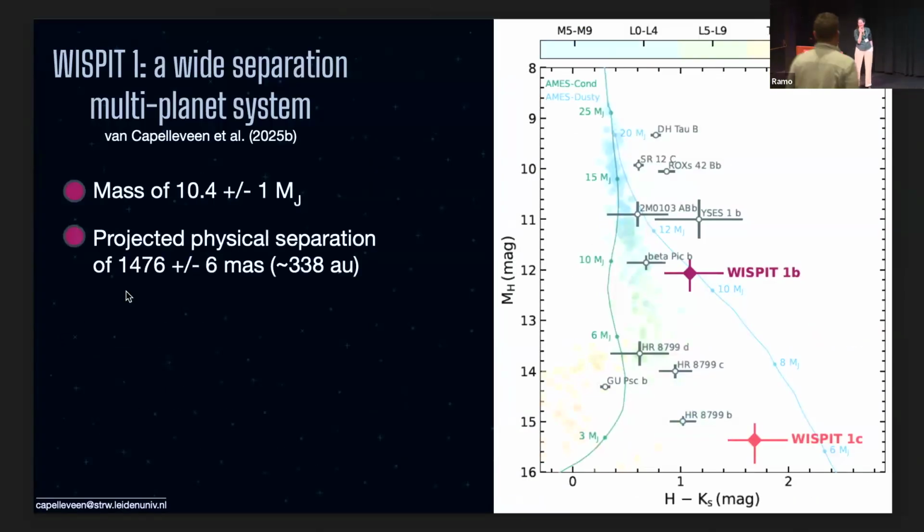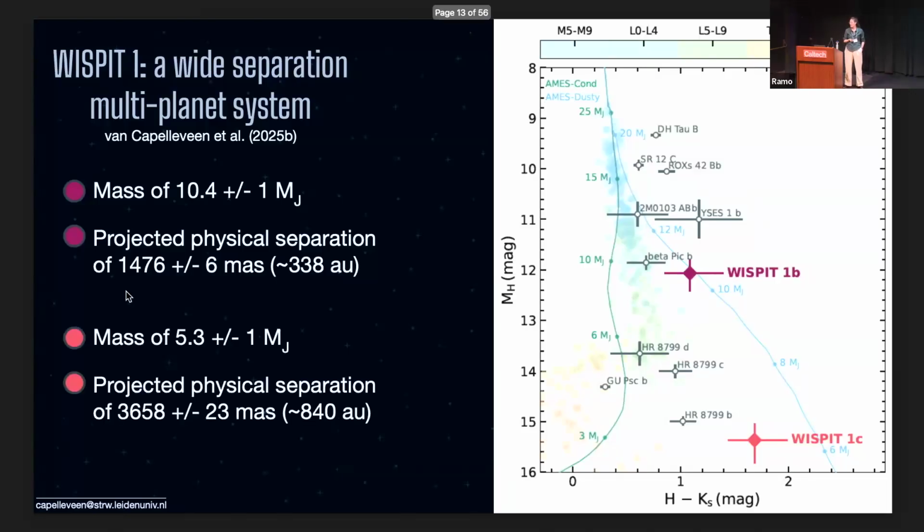This is particularly funny after the previous talk, because when we wanted to find the mass of the planets, of all of the many models we could choose, we selected the models that are too old to use. But from these models, we're getting a mass for WISPIT 1b of approximately 10 Jupiter masses. It's at a physical separation of 330 AU. And for the second companion, a mass of approximately 5 Jupiter masses, at a separation of 840 AU. These separations are really quite wide, and that makes this system among the widest separation directly imaged planets to date.